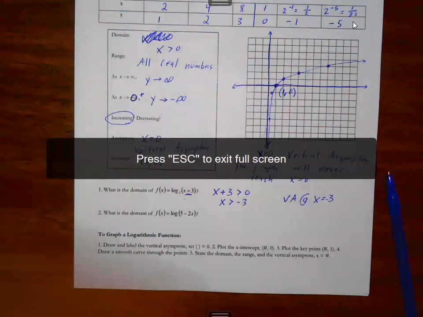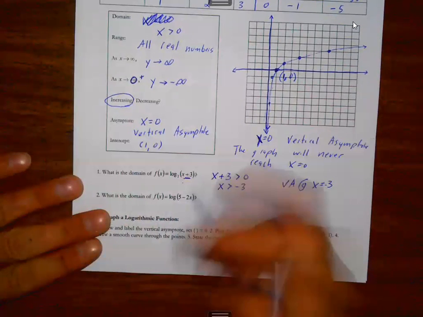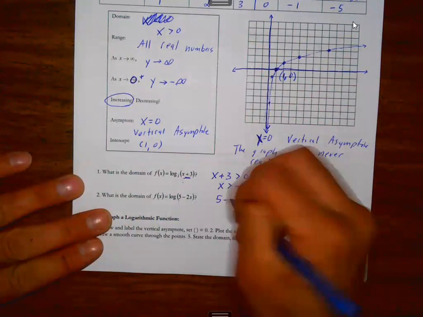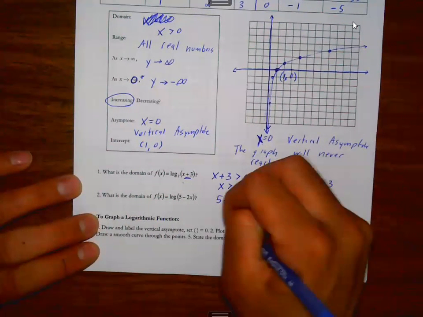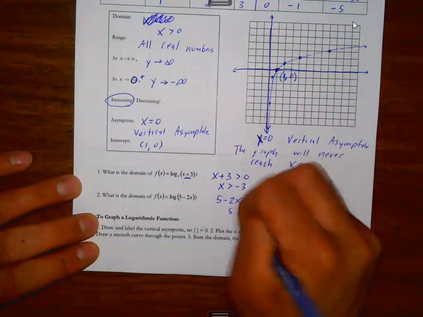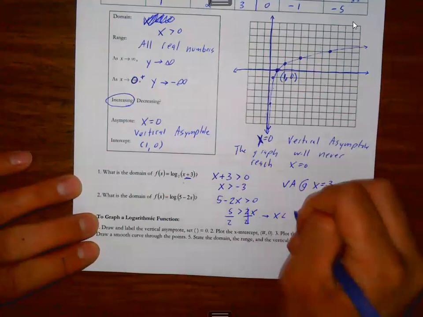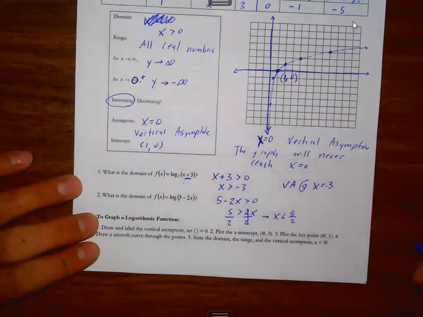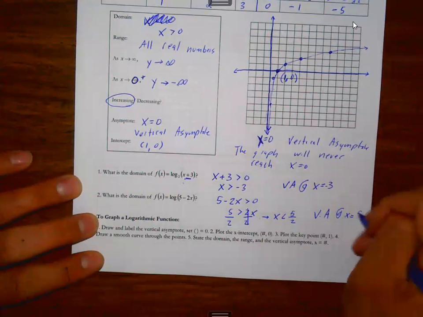So when we're looking for the domain, all we have to do is ignore the base, look at what's inside the log, and we know that has to be positive, which means the domain is going to be x is less than 5/2. And it would have a vertical asymptote at x equals 5/2.